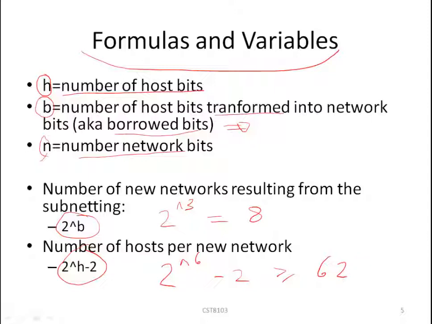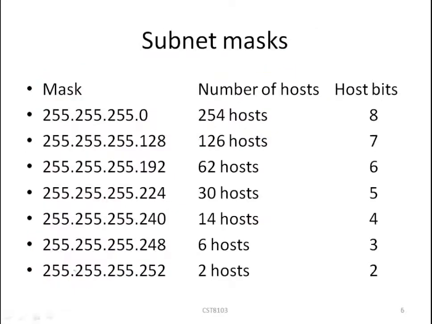You need to remember these formulas as they will be used quite extensively in subnetting exercises. Well, let's just look at some very popular subnet masks. So we have the first one here that you've all seen. The second one, .128. The third one, 192, 224, 240, 248, and 252.